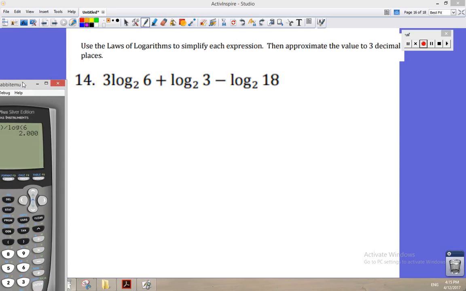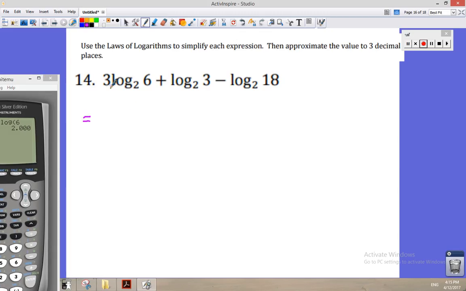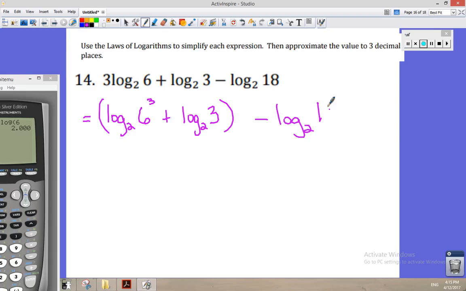So this, let's do it in a few steps. Let's not do too much at once. This coefficient of 3 comes up as an exponent. So I have log base 2 of 6 to the 3rd power plus log base 2 of 3. I'm going to move from left to right as I do these. You can take shortcuts once you get good at these, but I would suggest that you do them a step at a time and go from left to right.